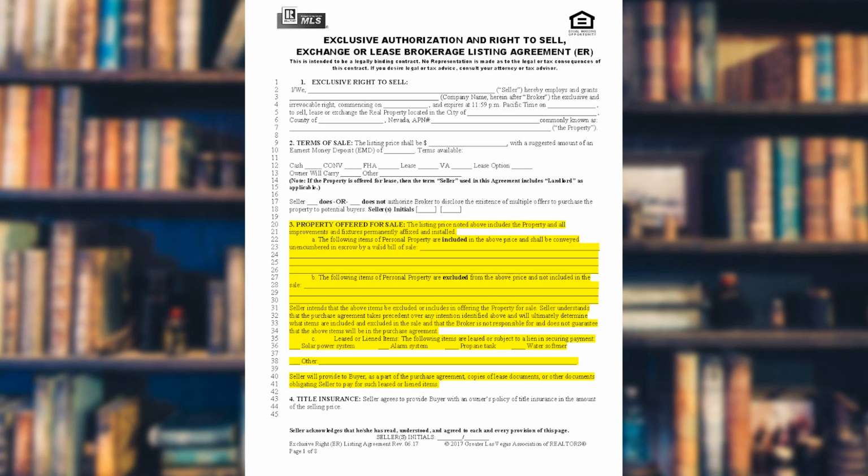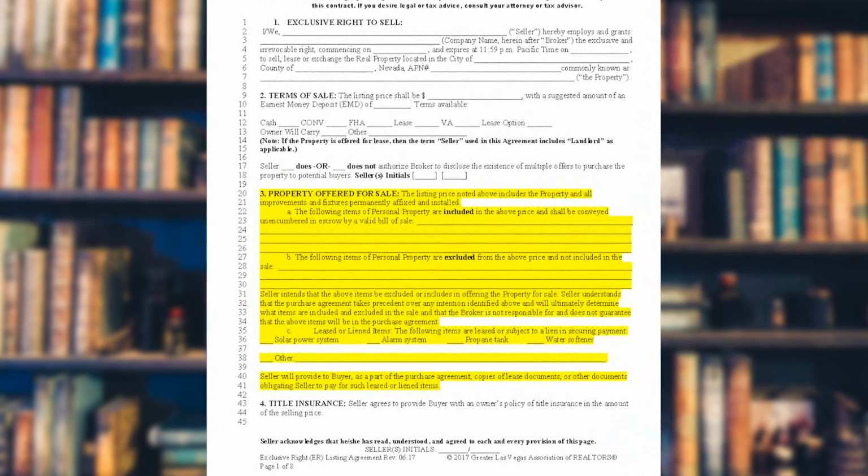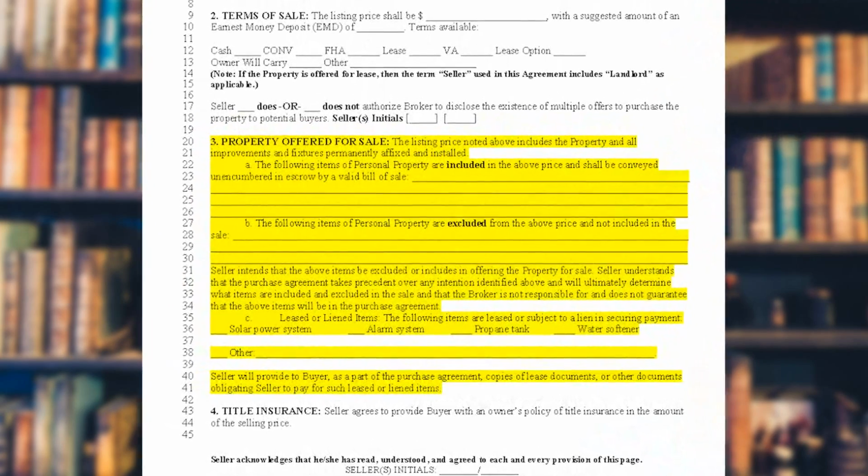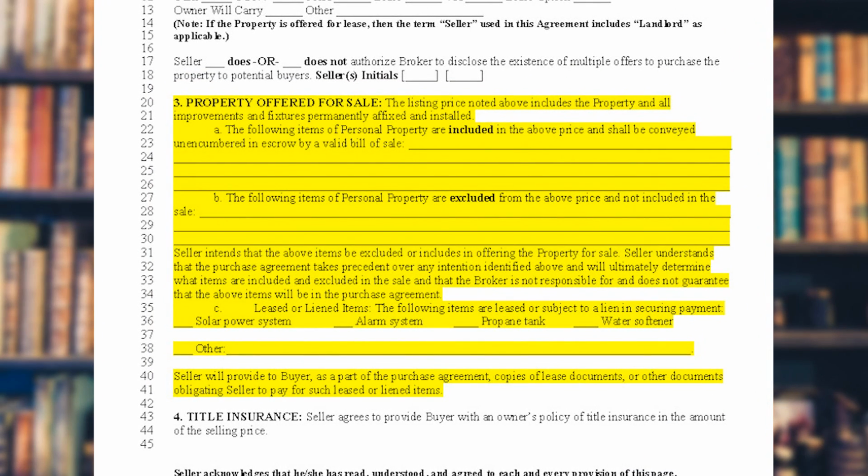Section 3, Property Offered for Sale. Section 3, Property Offered for Sale, has been updated to include a disclaimer that while the seller has identified property to be excluded or included in the sale, the RPA is controlling on this issue and broker is not responsible or guarantee that the items identified in the listing agreement will be in the RPA. A leased or liened property section was also added so that a seller can identify items such as solar power systems, alarm systems, and other leased property.